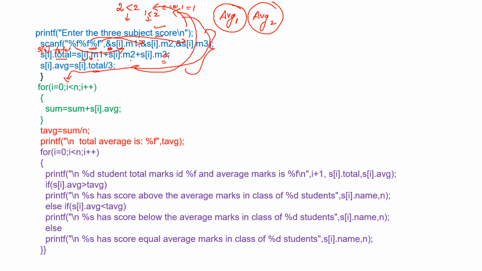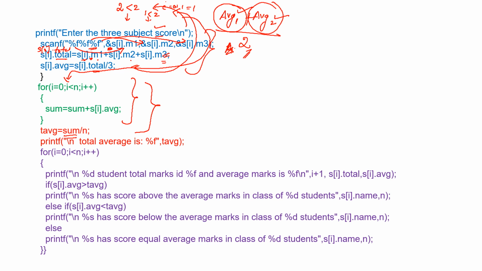Now you have individually calculated the average of the first student and the average marks of the second student. Now you have to calculate the total average, right? Total average of the class. Only then you can compare it. So for that, what is your formula? Average 1 plus average 2 divided by the total number of students. In this case, it is 2. So this will be your part of calculating your total average. See here, sum divided by n.